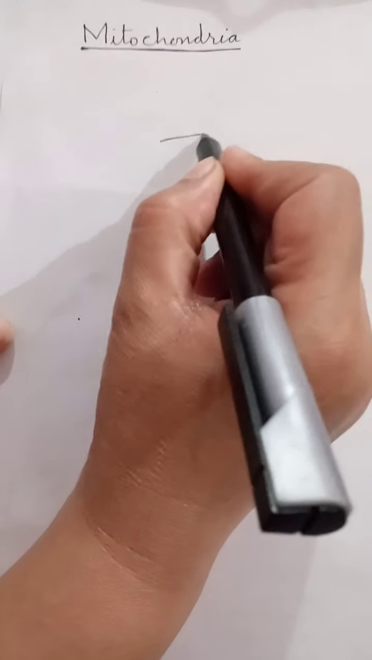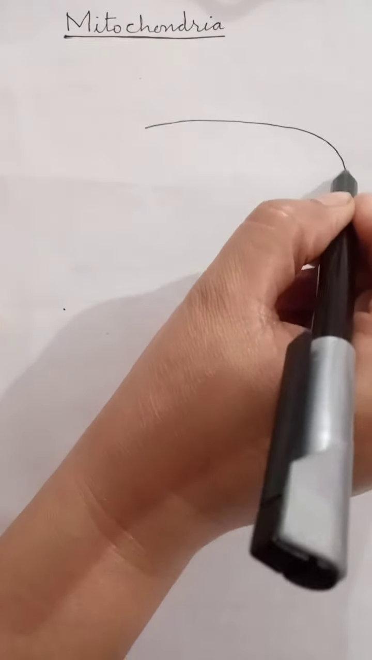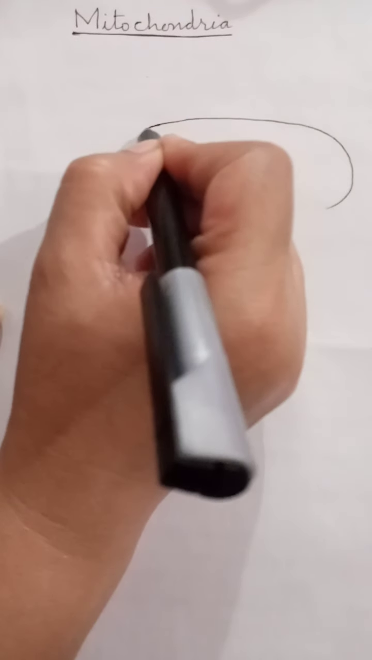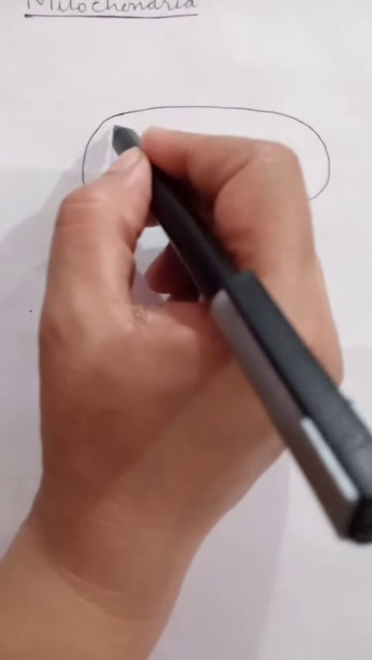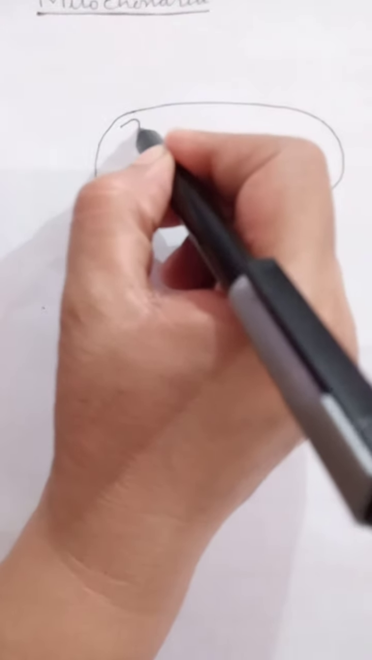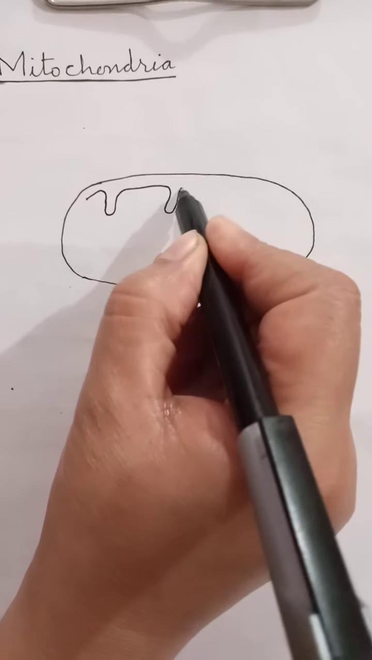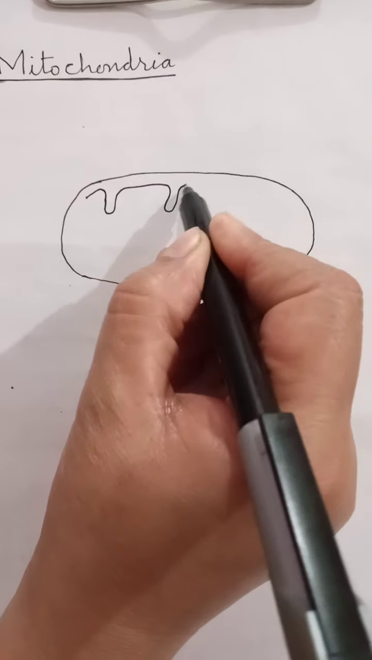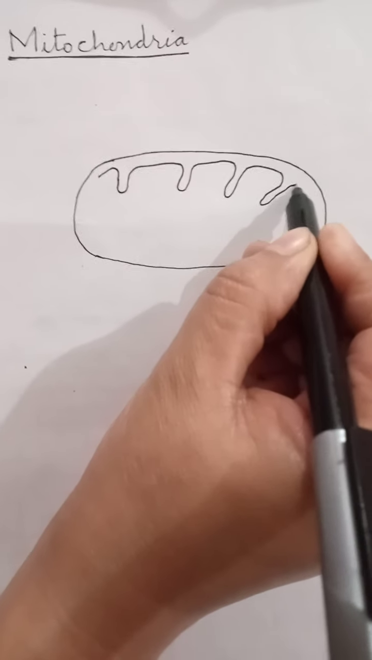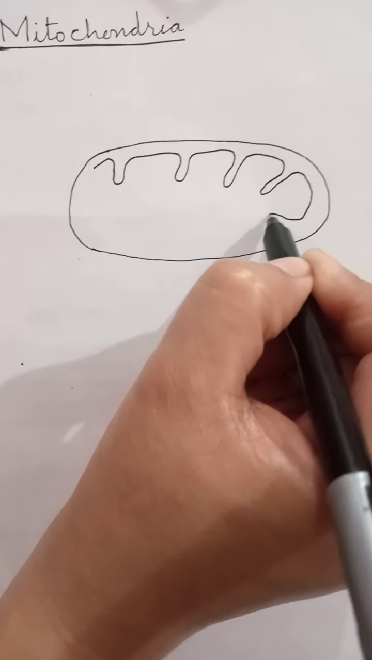Now first of all, I will draw its diagram. This is the outer membrane of mitochondria, which is smooth and sieve-like, while the inner membrane of mitochondria is folded to increase the surface area for the process of cellular respiration.